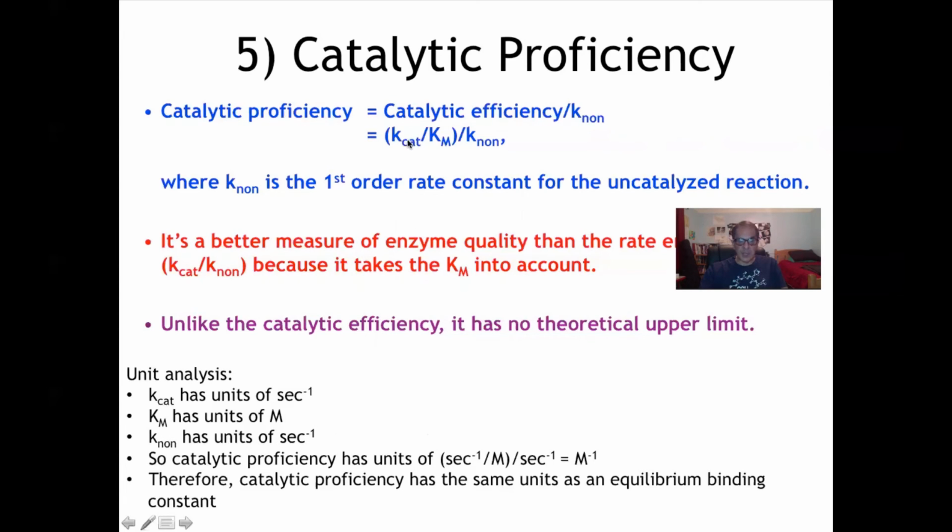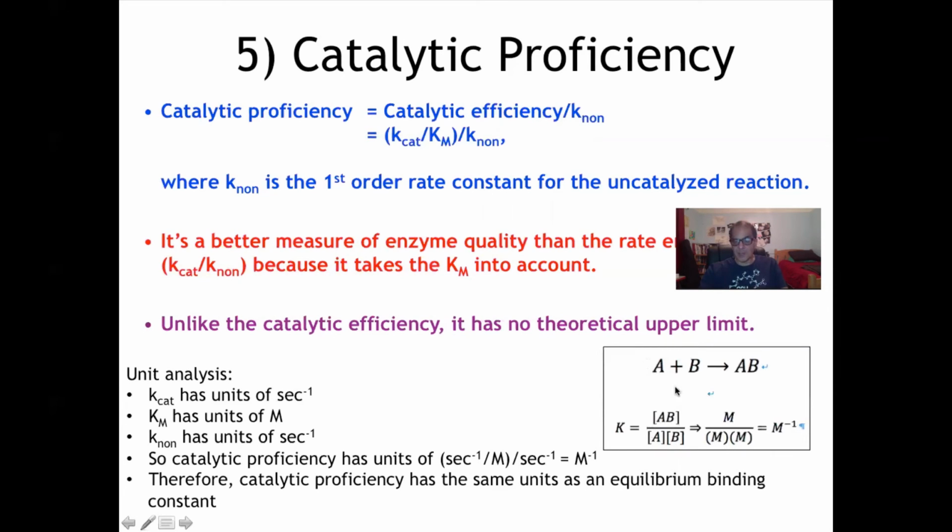So if we analyze the units of catalytic proficiency, we see that it has units of seconds to the -1 divided by molar, all divided by seconds to the -1. And if you simplify this, it comes out to molar to the -1. Where else do we find a constant with this kind of units? Well, as it says here, equilibrium binding constants also have units of molar to the -1.